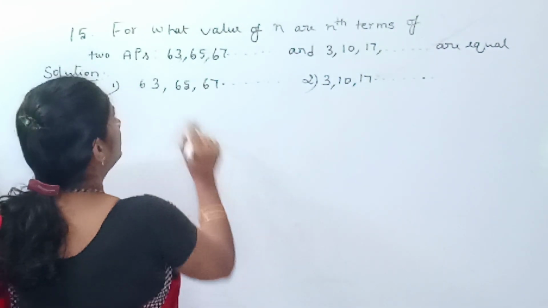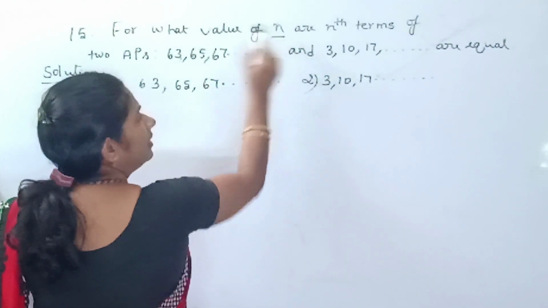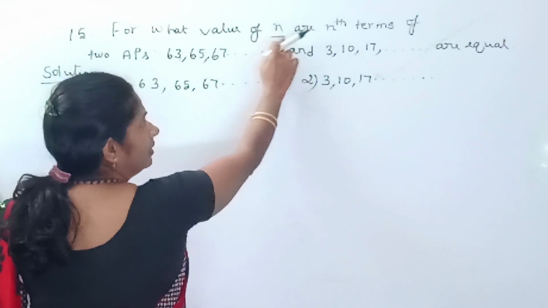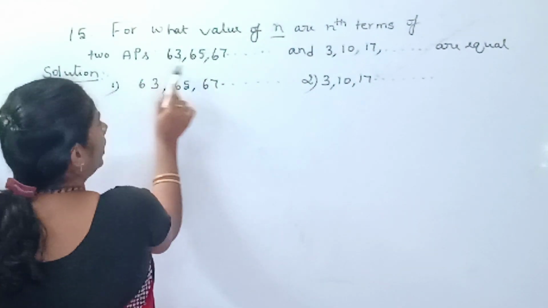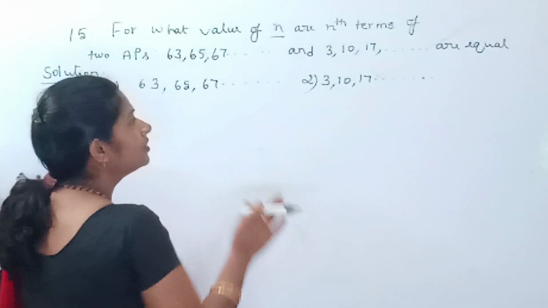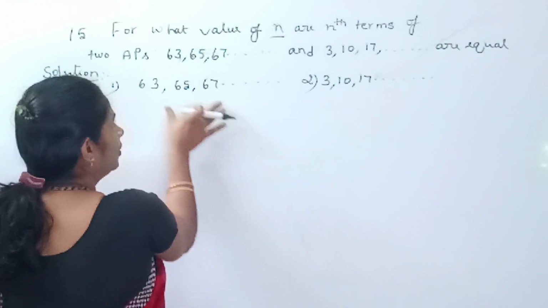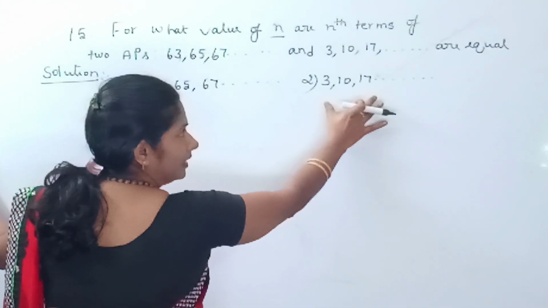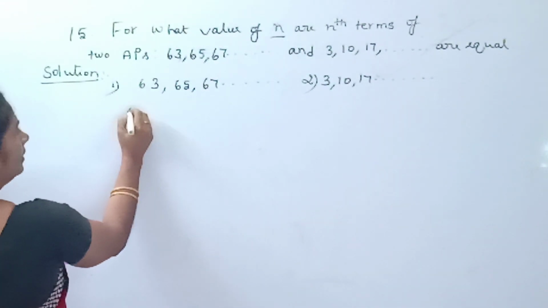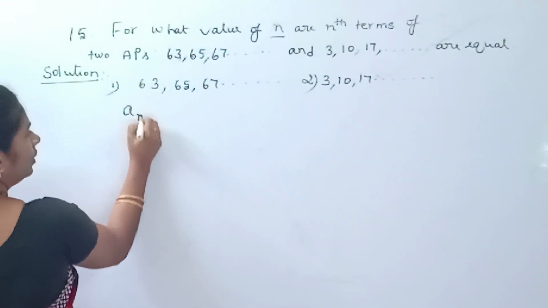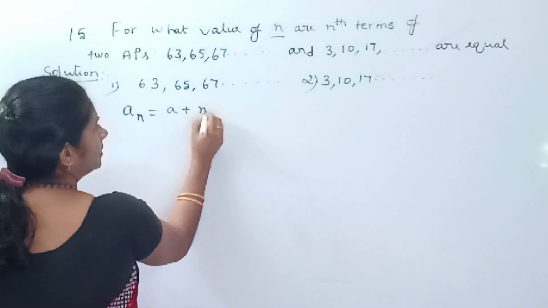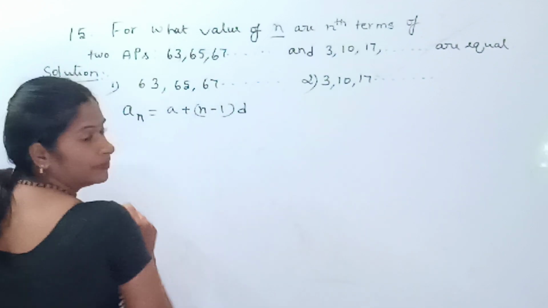Now the question is, for what value of n? N value we have to find out, children. For what value of n are the nth terms of two APs equal, they have given. So what we have to find out first? First let us find nth term of first AP, then find the nth term of second AP. It's clear? What is the formula to find the nth term of an AP? An equal to A plus n minus 1 into D.